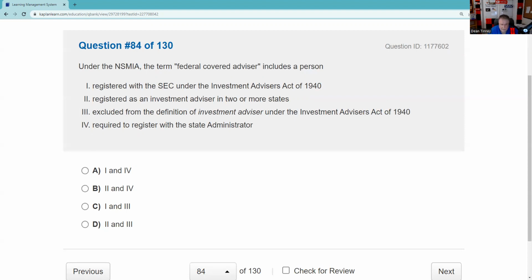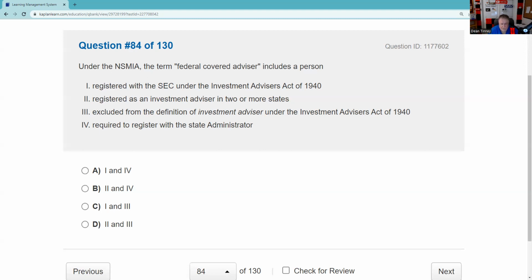Yep. Registered as an investment advisor in 2 states or more states. No. That is where you can become federally covered based on the number of states. It's way north of 2. Excluded from the definition of investment advisor under the Investment Advisers Act of 1940. So required to register with the state administrator.